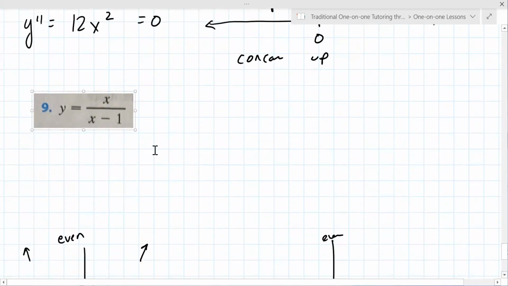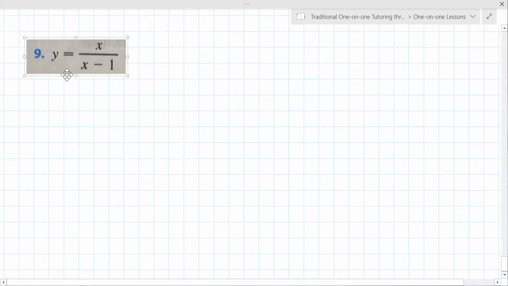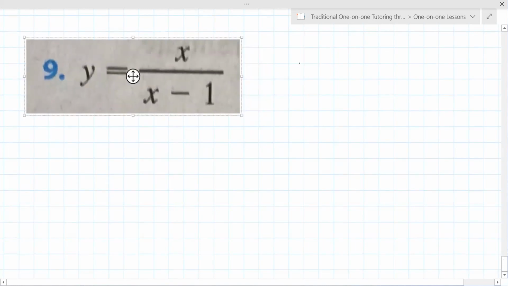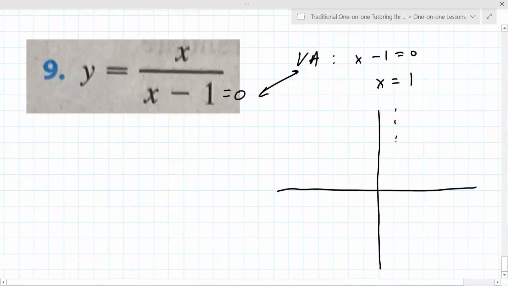I've got to drop this down below this other one. So this one has a few more things that the previous one didn't have. This one's got some restrictions. It's got a vertical asymptote where the bottom equals 0, so at x minus 1 equals 0, or x equals 1. When you graph that, you want to graph as you go, by the way. Don't wait till the end because you will not like what you did.